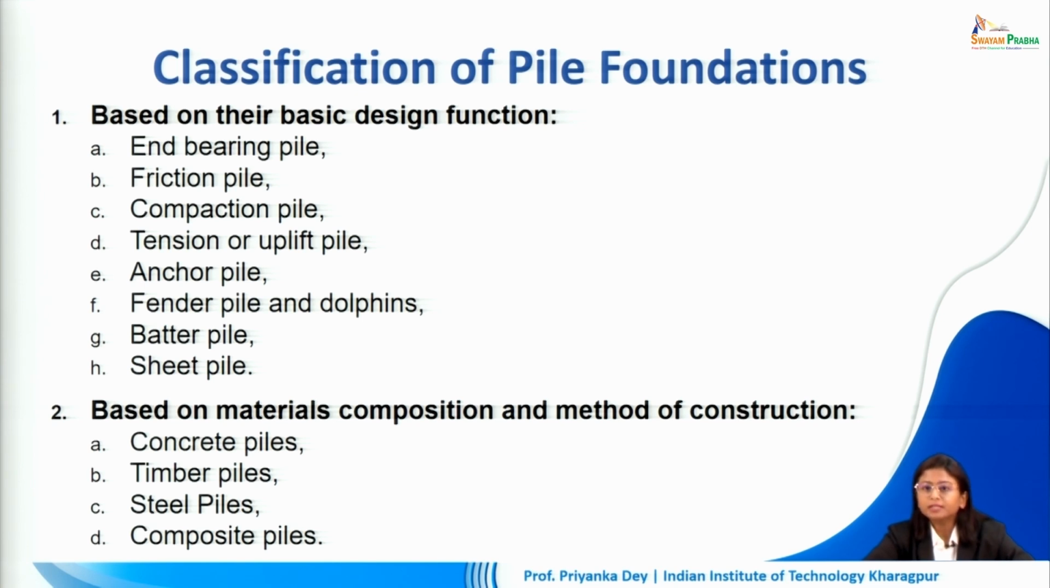First of all, we will learn about the classification on the basis of function. So, what are the types? End bearing pile, friction pile, compaction pile, tension or uplift pile, anchor pile, fender and dolphin piles, batter pile and sheet pile. We are going to learn about each of these briefly. Now, based on the composition and the method of construction, you can also see that there are concrete piles, timber piles, steel piles and composite piles. We are going to pay particular attention to concrete piles in today's lecture.